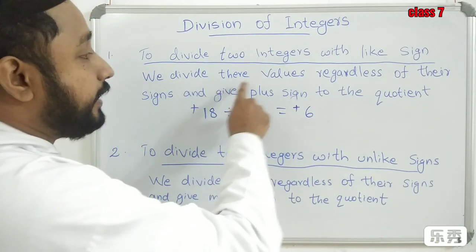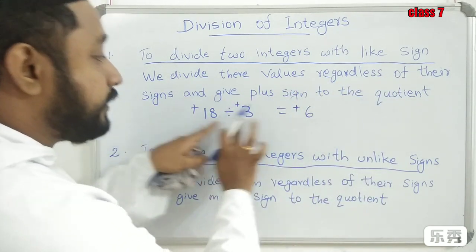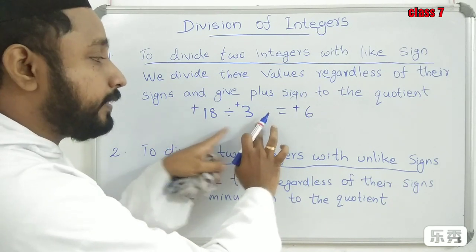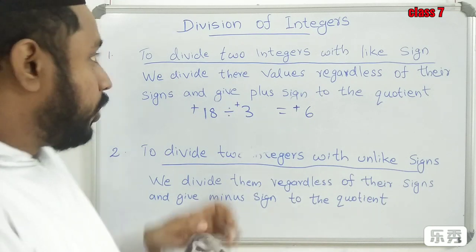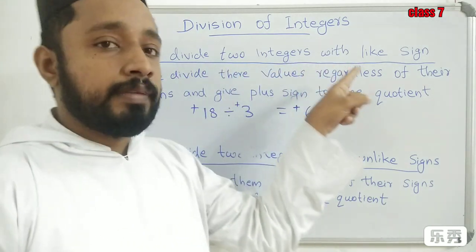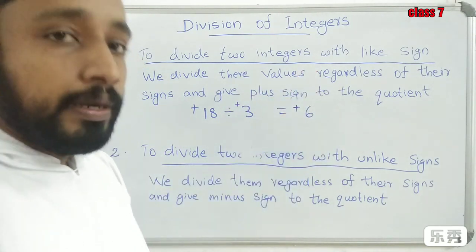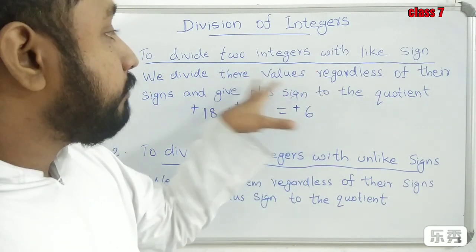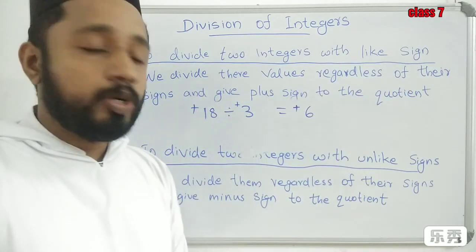So, we divide their values regardless of their signs. We just divide 18 and 3. What is 18 divided by 3? 6. And give a plus sign to the quotient. So, to divide two integers with the like sign or same sign, we divide them as whole numbers, or we divide their values regardless of their signs and give a plus sign to the quotient.